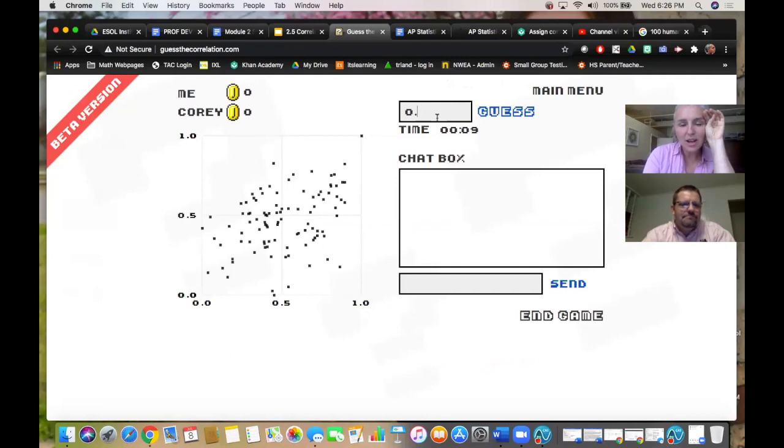So I'm going to talk you guys through it. I'm looking at this. It looks positive to me. It looks like it's increasing, but it's really scattered. So I'm going to go with 27. No, I'm going to go 32. 32.